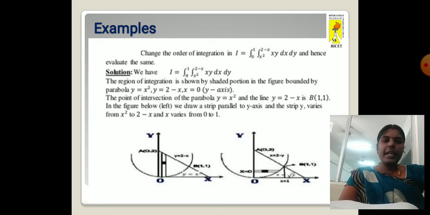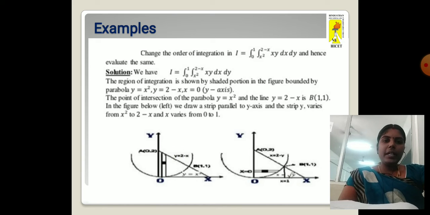See the next example problem. Change the order of integration in I equal to the integral from 0 to 1, x squared to 2 minus x of xy dx dy, and hence evaluate the same. Solution: we consider I equal to the integral from 0 to 1, x squared to 2 minus x of xy dx dy. See the diagram. The region of integration is shown by the shaded portion in the figure, bounded by the parabola y equal to x squared, y equal to 2 minus x, and the y axis x equal to 0.